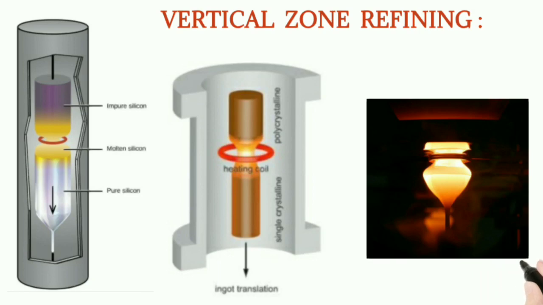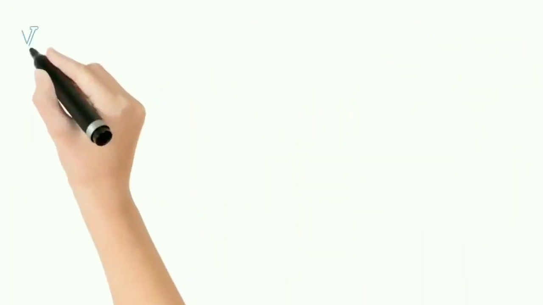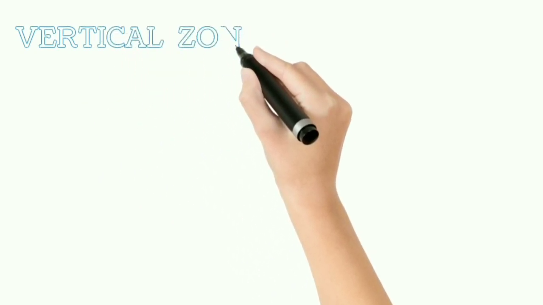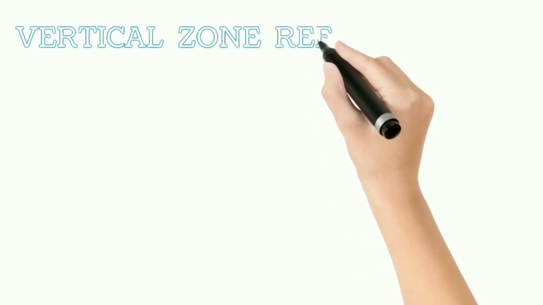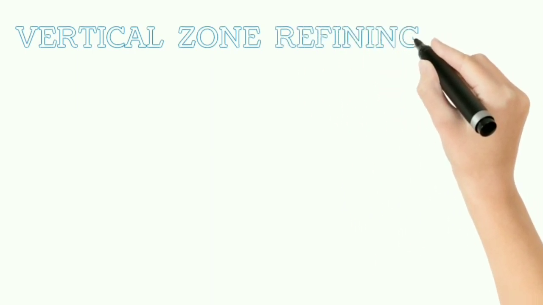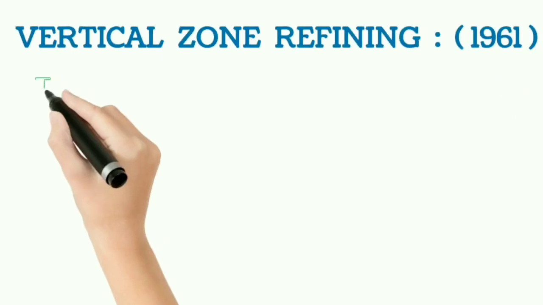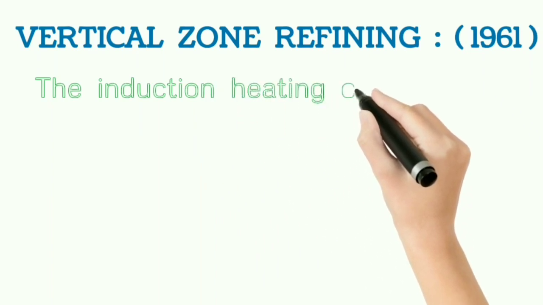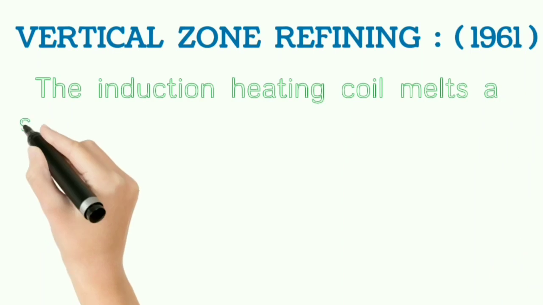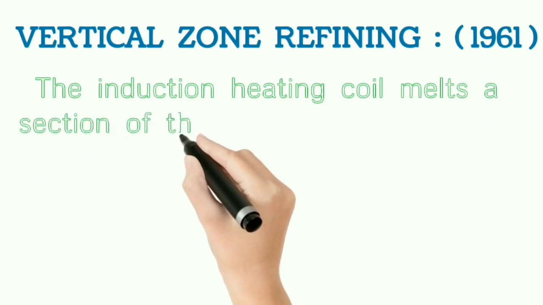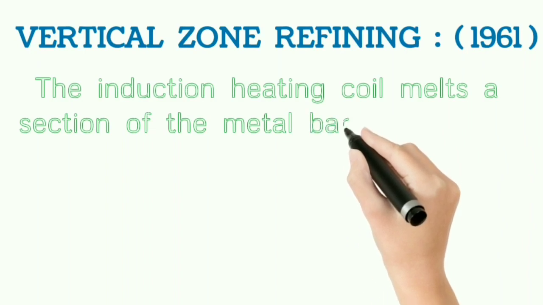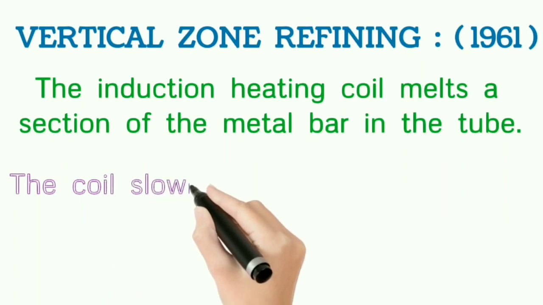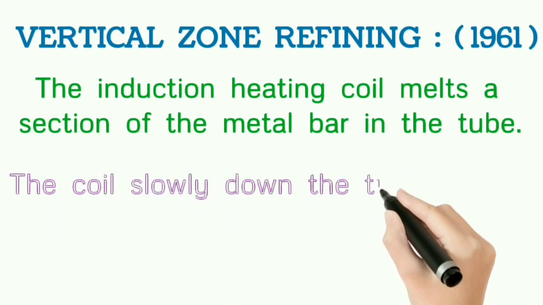Let me explain the principle of this vertical zone refining. Here, the induction heating, this vertical zone refining process was carried out in the year 1961. Okay. So here we are taking the heating coil, but the induction heating coil melts a section of the metal bar in the tube. So from top to bottom we have to move the heater. What will happen? The coil moves slowly down the tube. The coil moves from top to bottom on the metal bar. So as it moves from the top, the coil moves slowly down the tube, moving the molten zone to the end of the bar.